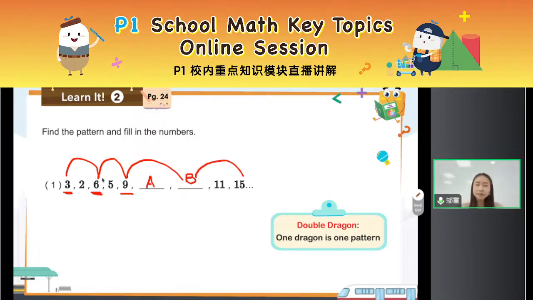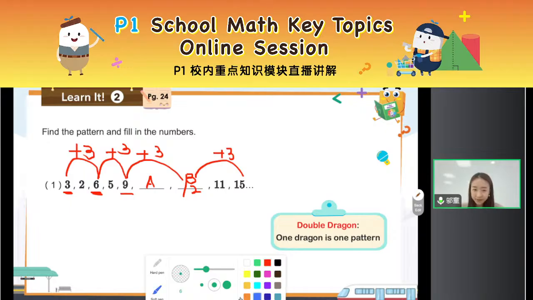Okay, let's see. From 3 to 6, 6 to 9, do you realize what the common difference is? How many do we add for the next? Plus 3, plus 3, plus 3. And that's why from 9 plus 3, you will land on 12. Let's double check our last one. 12 plus 3, here you get 15. Very, very good job.